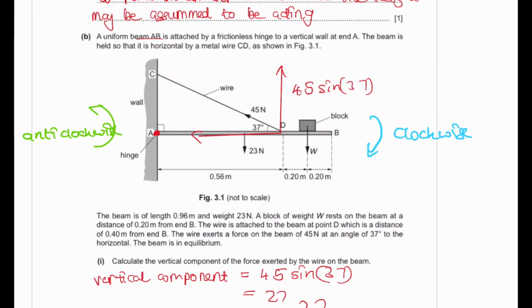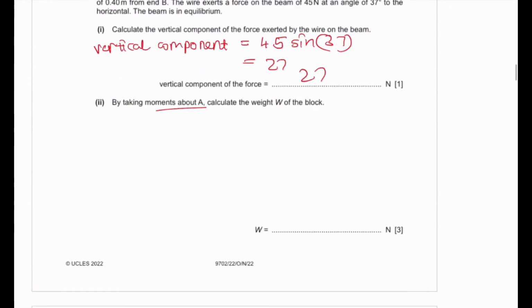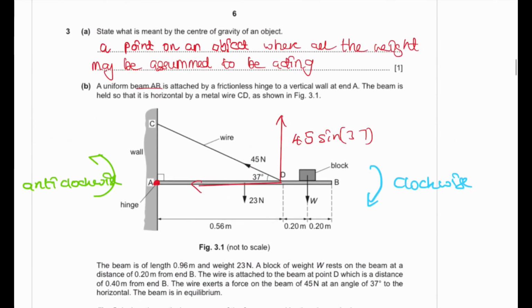So how many forces are acting downwards? We have that 23 newtons acting down, and that 45 sine 37 acting in the anti-clockwise direction. The weight of the block over here is acting again in the clockwise direction. So we have two forces in the clockwise and one force in the anti-clockwise. So how do you find the moments?